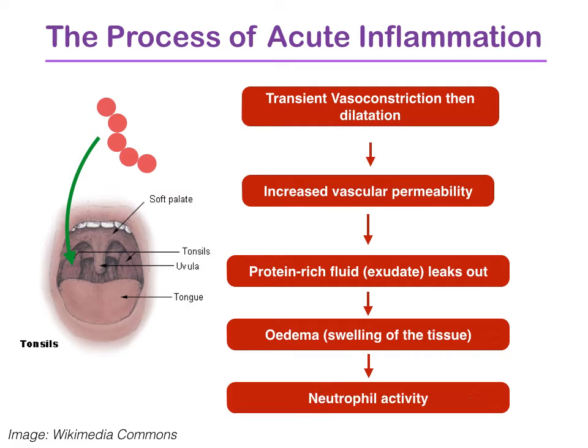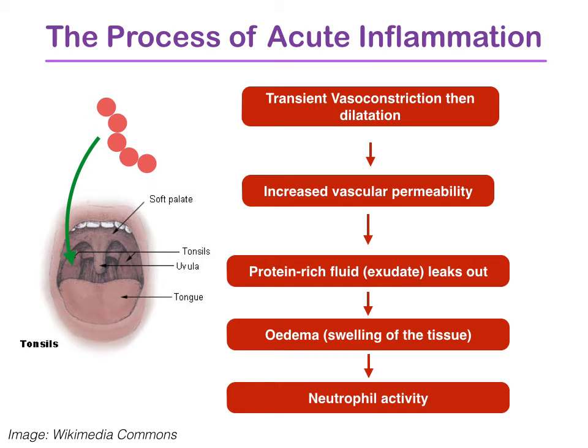And then, as well as the proteins being able to get out, we get certain cells of the innate immune system, mostly the polymorphs, referred to as neutrophils. And the neutrophils begin to perform phagocytosis and try and get rid of the infected cells. So that, in one slide, is exactly what happens in acute inflammation.